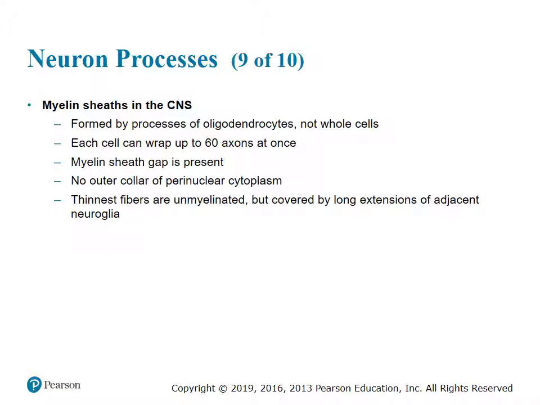In the CNS, those are formed by the oligodendrocytes. One oligodendrocyte can surround many axons. We've seen this before in research, right? We've seen that some oligodendrocytes can wrap 60 so far. I mean, we don't know yet. It could be more or less, but that's what we found out so far. That one neuroglia can wrap up to 60.